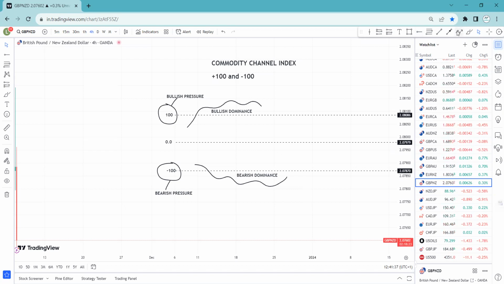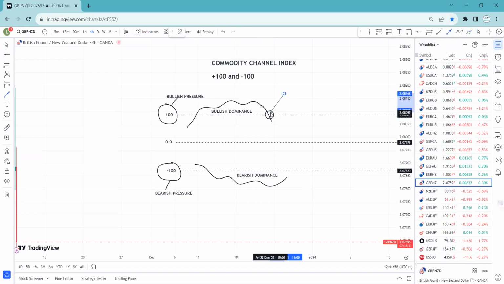So remember, I've already established the point that for all the time that the price is moving above the positive 100, that's bullish dominance. But immediately prices from above come below the positive 100, immediately it comes below the positive 100, just like we have here.